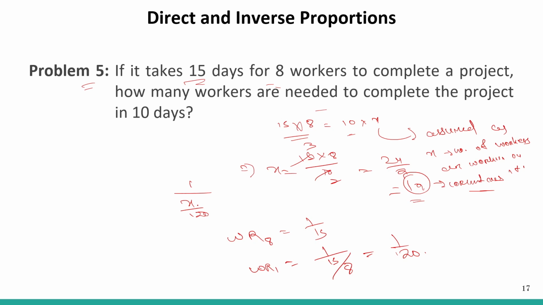So X by 120 is equal to what? Such that this is equal to 10. So this implies that X is equal to 120 by 10. So X is equal to 12, which is the final answer.